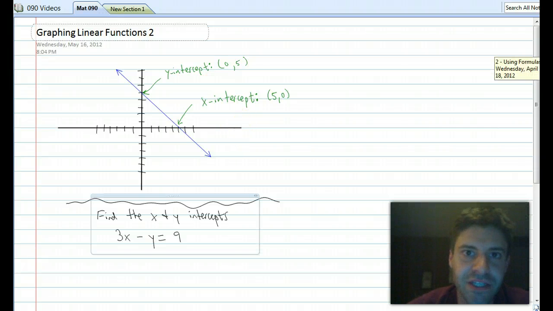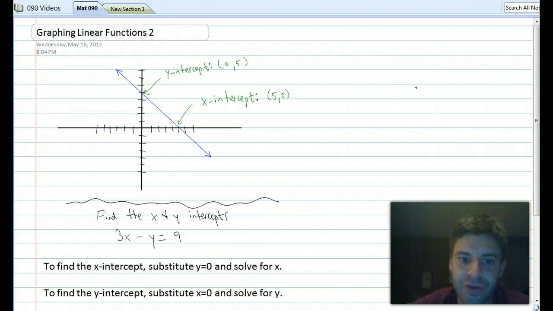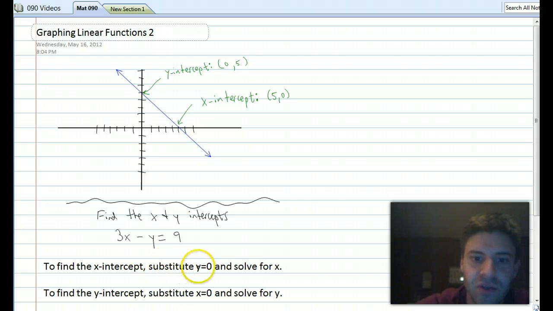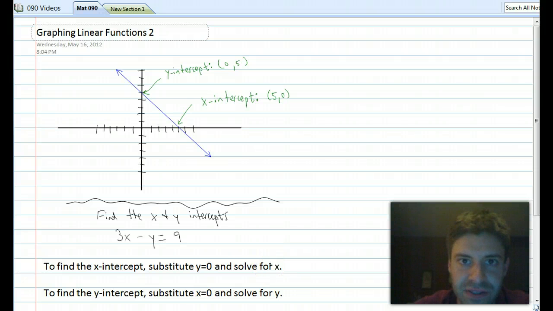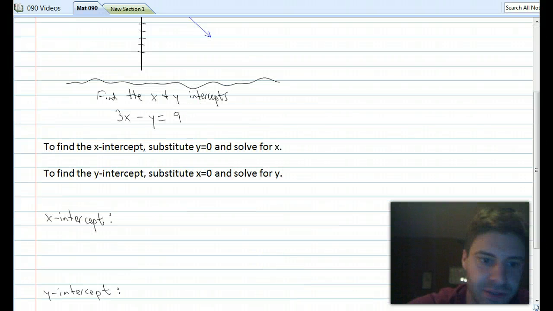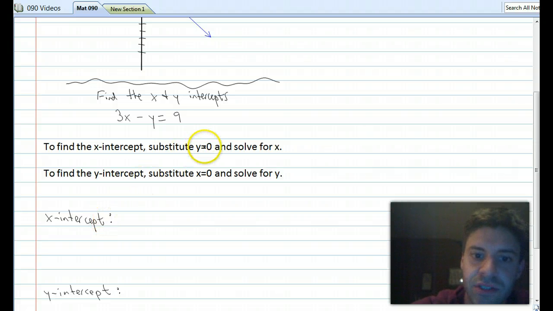So from this observation, we have a couple of rules for finding x and y intercepts. And here they are. To find the x-intercept of a graph, you substitute in y equals 0 and solve for x. To find the y-intercept of a graph, substitute in x equals 0 and solve for y. Let's do it with this example. Let's start with the x-intercept. To find our x-intercept, we substitute y equals 0 into our equation and we solve for x.